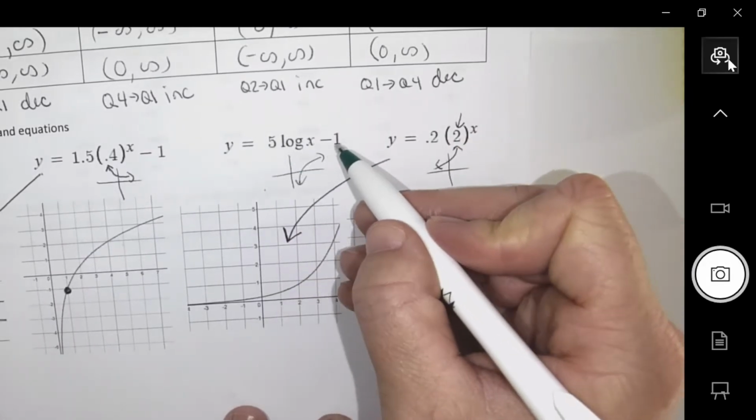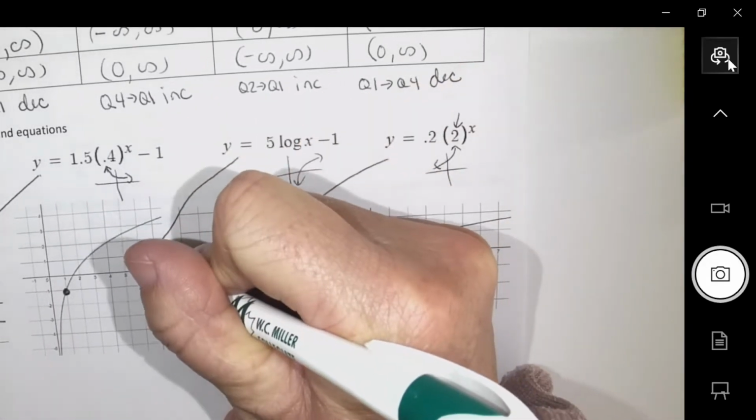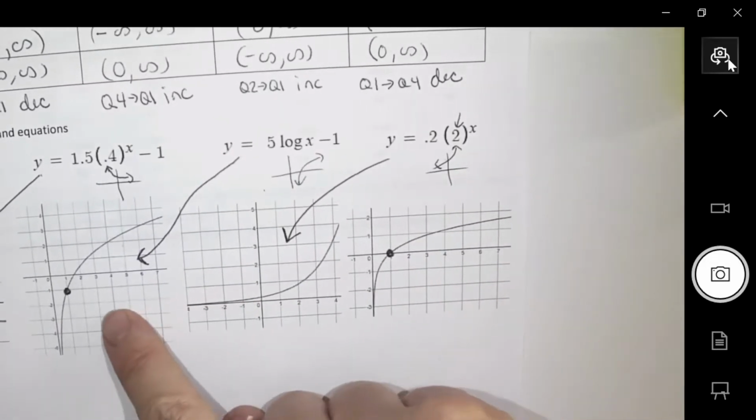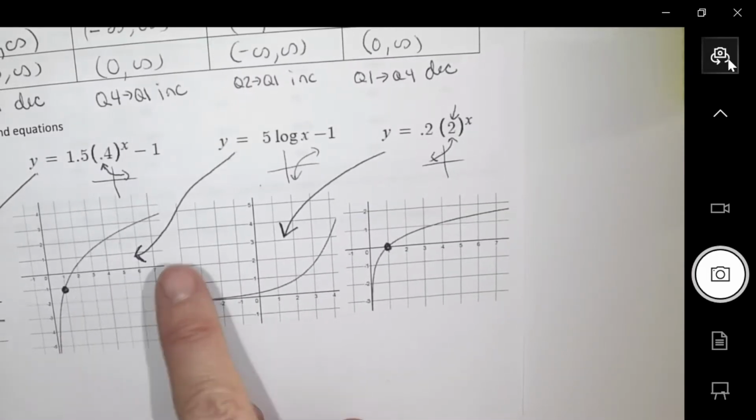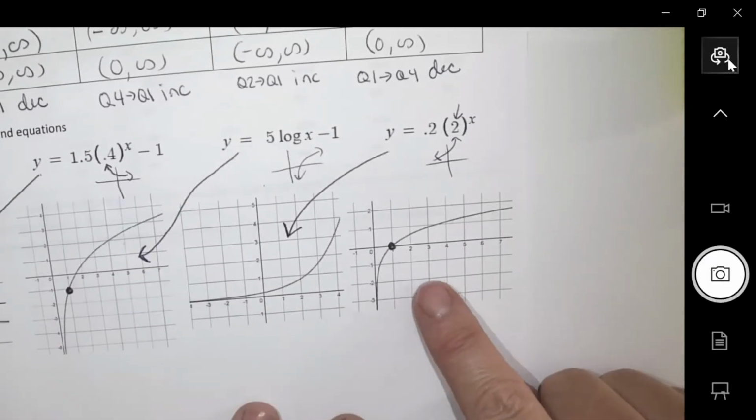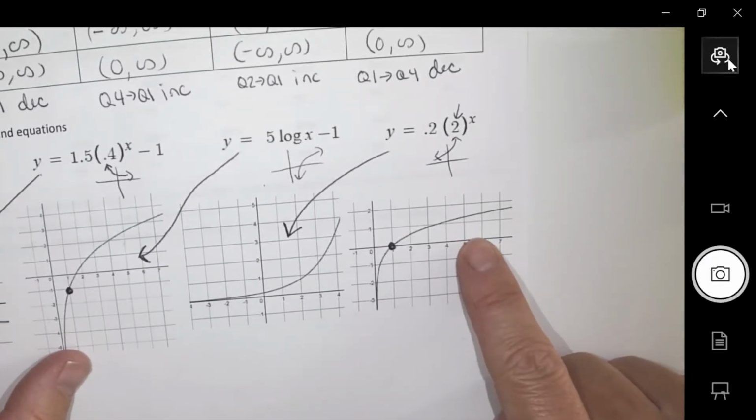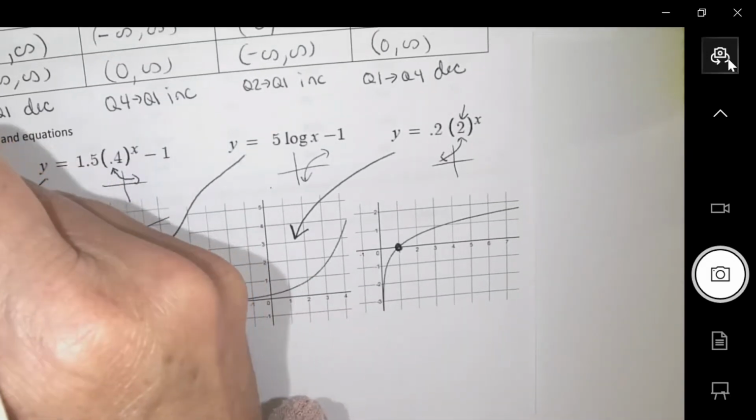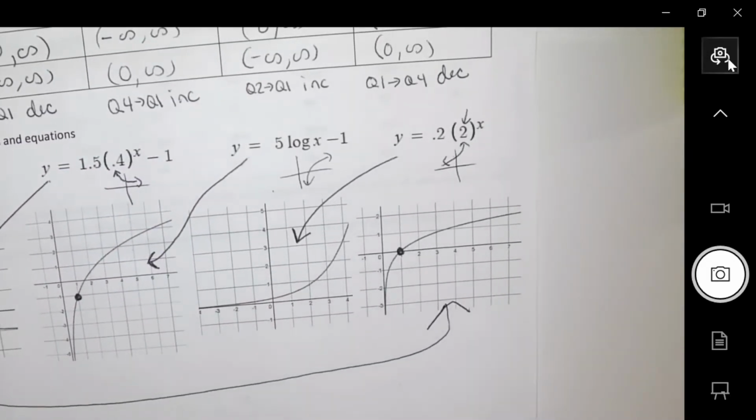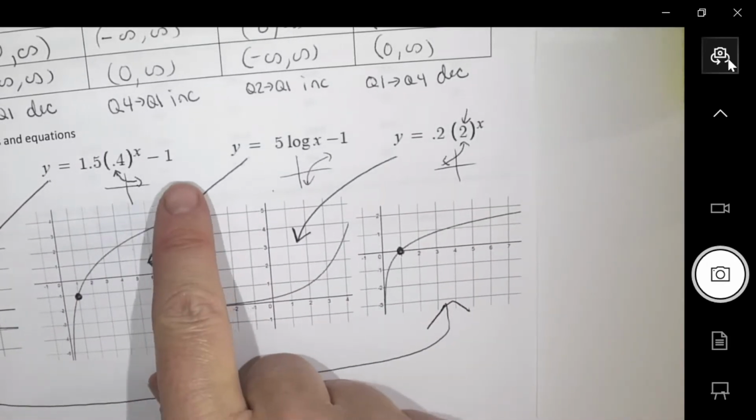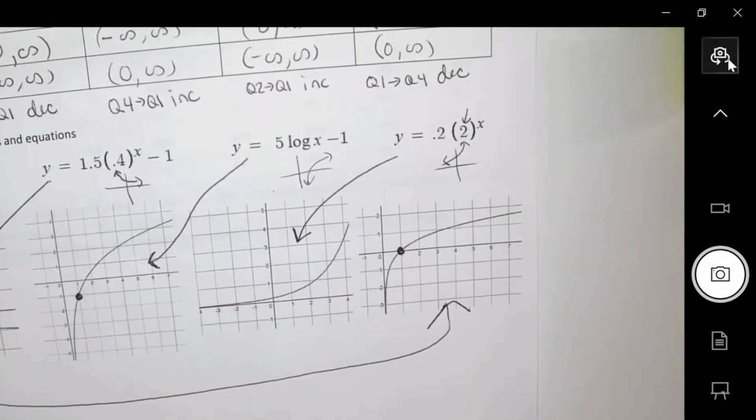So this log would be this one. And the reason is because the -1 moved my x-intercept. Also, the 5 makes it increase faster, and the 0.8 makes it flatter. It increases slower. How do I get my arrow over there? All the way around? Okay. 0.8, we're increasing slowly. 5, we're increasing faster. Does that make sense?